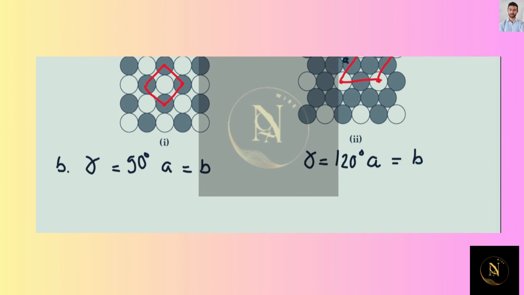And they also ask us what is the name of the lattice. So this one is a square lattice, and this one is the hexagonal one.